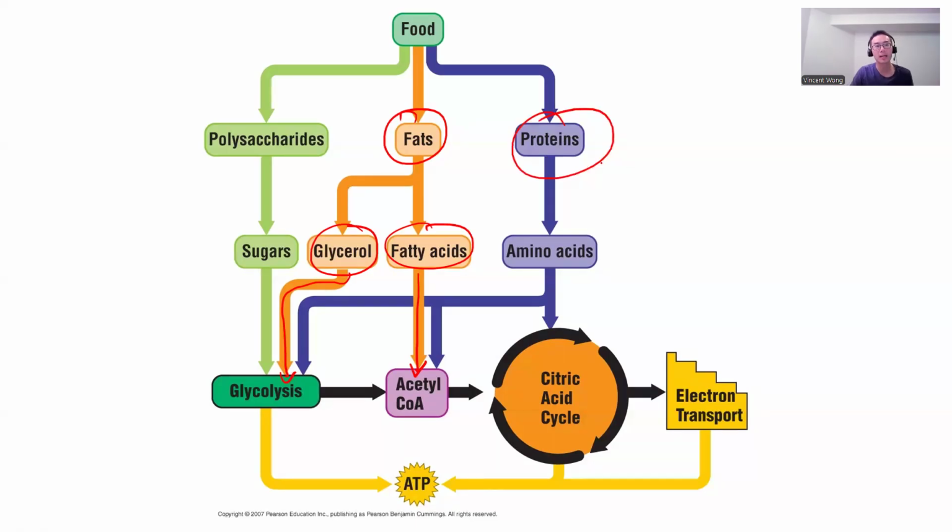Proteins, of course, are made up of different amino acids, 20 different kinds. Depending on which amino acid it is, some can be used in glycolysis, some can be converted into acetyl-CoA, and some can be used in the Krebs cycle. So the point is, you might not be able to generate 36 ATP all the time from all these other molecules, but you will still be able to generate ATP depending on where you feed it into the process. All right.